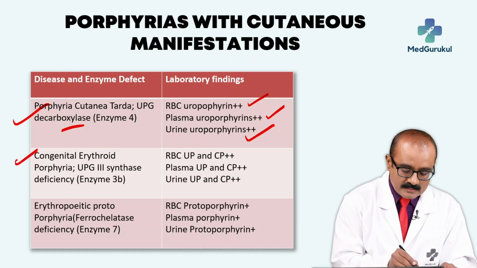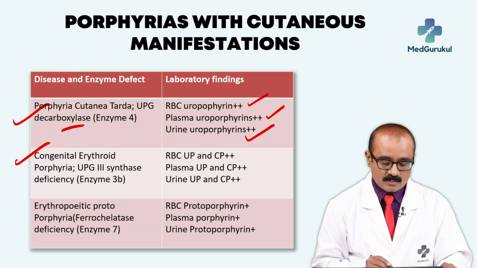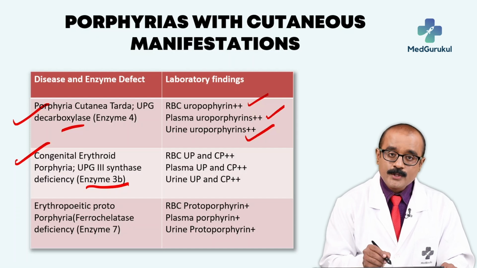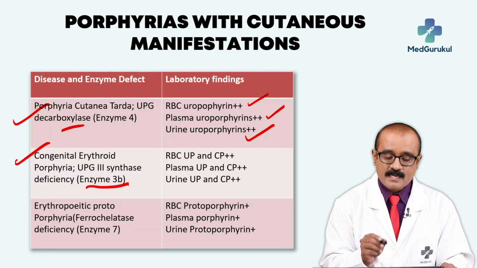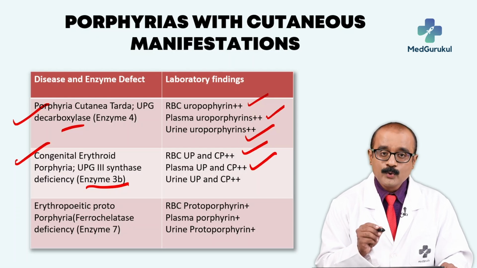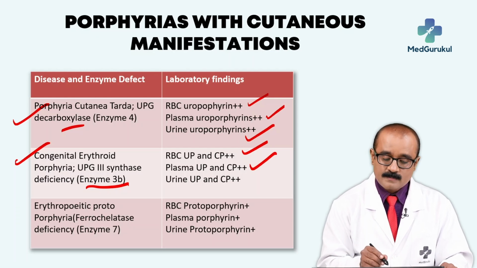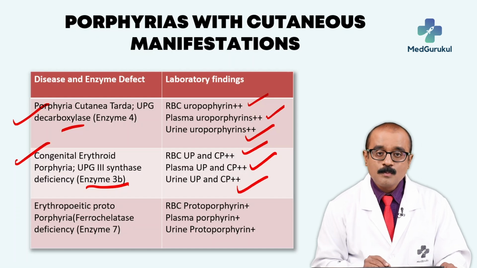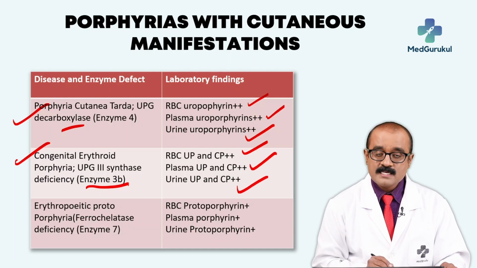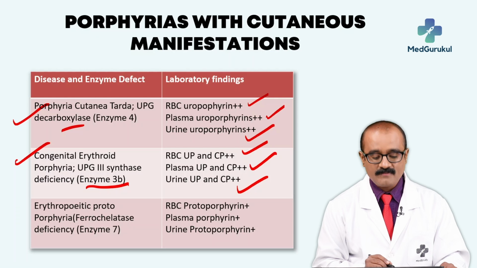In the next type, the congenital erythroid porphyria, which is because of the UPG3 synthase deficiency, that is enzyme 3B, in the RBC, both UP and CP, that is uroporphyrin and coproporphyrin, are increased. In plasma also, both uroporphyrin and coproporphyrin are increased. In urine also, both uroporphyrin and coproporphyrinogens are increased. So, that means even this congenital erythroid porphyria can have photosensitivity because of the accumulation of porphyrins.